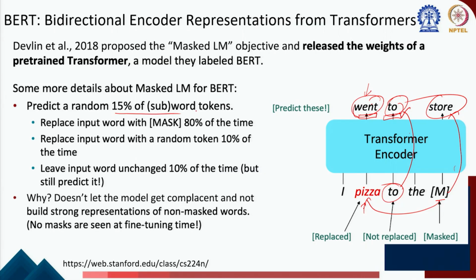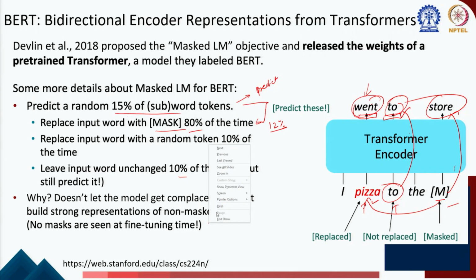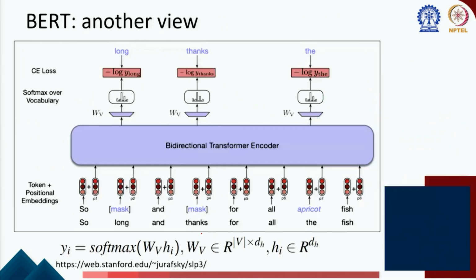They said, okay, 15% of the time I will predict. Among these, 80% of the time, that means 12% of the overall, I will mask the token. 10% of the 15%, I'll replace with a random word, and 10% of the 15%, I'll just keep it as it is, right? So that it knows that anything can be done. I should get a good representation every time, right? Because at fine-tuning time, there will be no masks, right? You have to make a representation for every token.